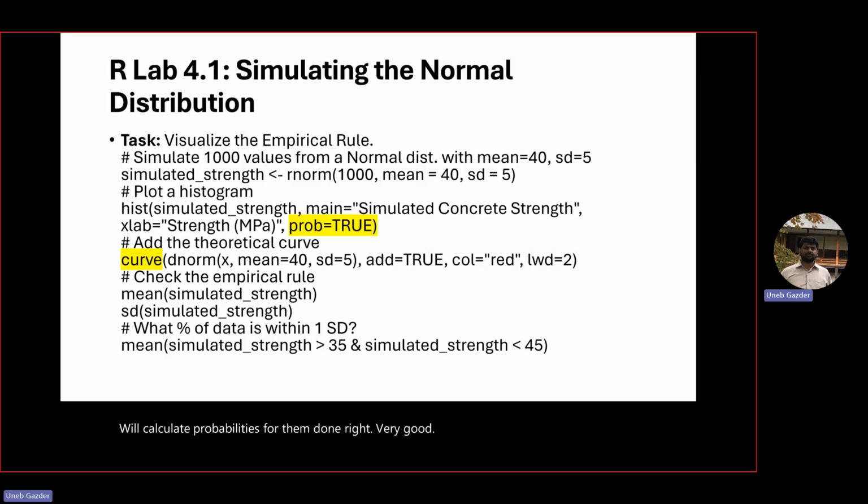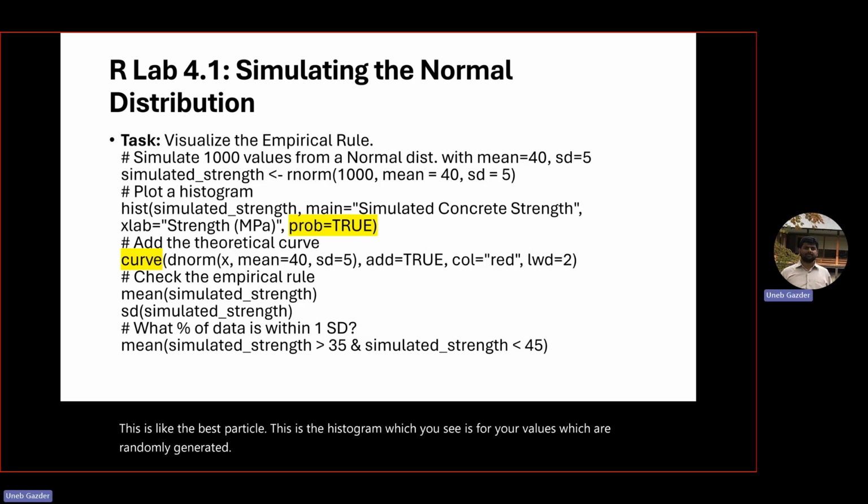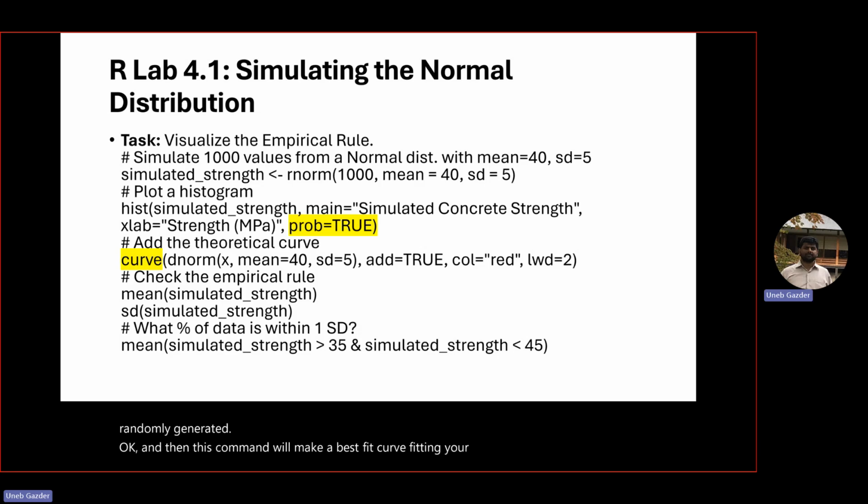So this is the random normal, and this is the normal distribution itself, like the best fit curve. The histogram which you see is for your values, which are randomly generated. Then this command will make a best fit curve fitting your histogram.